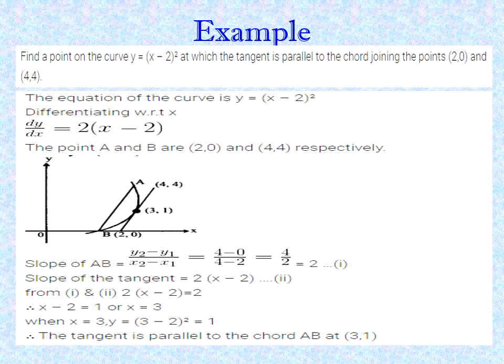Now the slope of the tangent is 2 into (x minus 2). So from here we can write 2 into (x minus 2) is equal to 2, and after solving this, we'll get x equal to 3. Now put the value x equal to 3 in the given function. So from here we will find y equal to 1. So our required point is (3, 1).